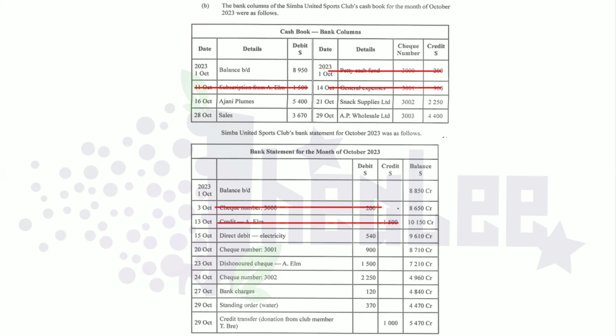Next, we have the general expenses, 900 in the cash book, and it is also there in the bank statement. We also have the snack supplies limited, check number 3002, also in the bank statement. And checking if there is anything else, there is nothing more that is similar. So we have only found 4 items that are the same. It's on the cash book and also on the bank statement.